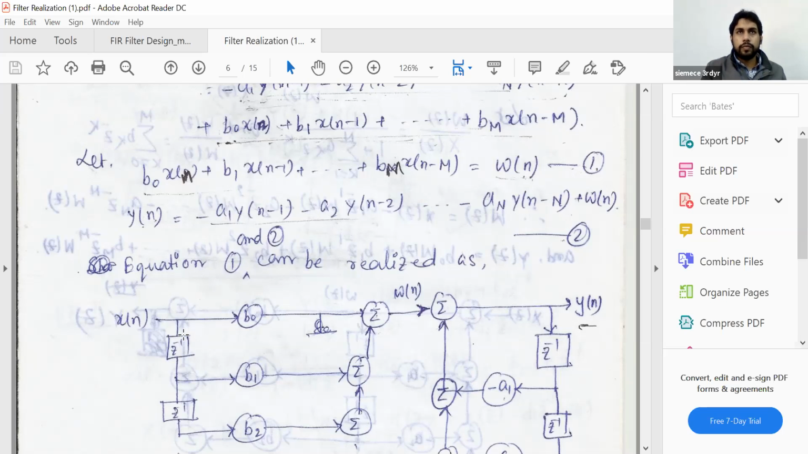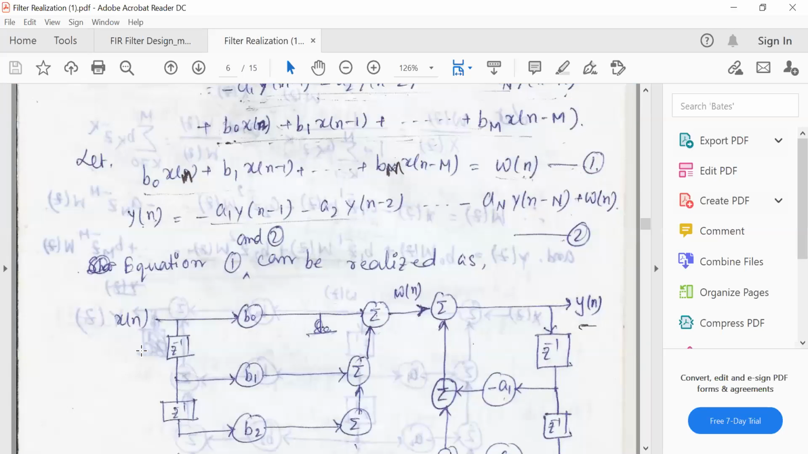Because if we take the z transform of x of n minus 1, it will be z to the power minus 1 x of z. So I am writing out this delay in terms of z transform. That is why this block, z to the power minus 1, means I am delaying x of n by one sample. Getting my point?